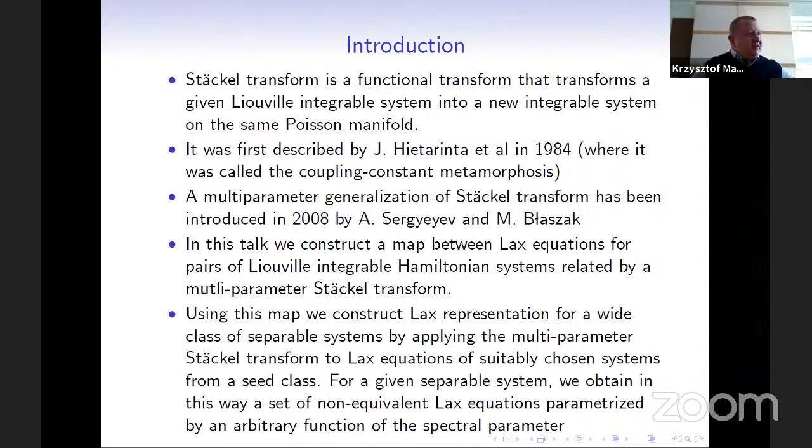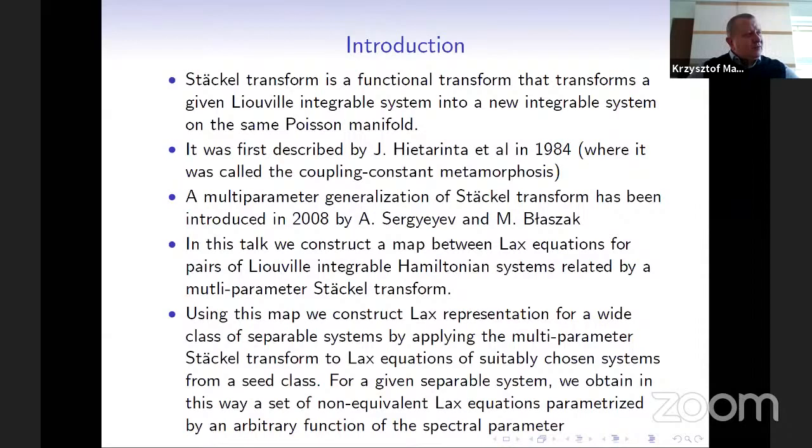We go through basic definitions, but first I would like to tell you roughly what all this is about. So Stäckel transform is a functional transform that has an ability to transform a given Liouville integrable system into a new integrable system on the same Poisson manifold. I will explain all these notions.